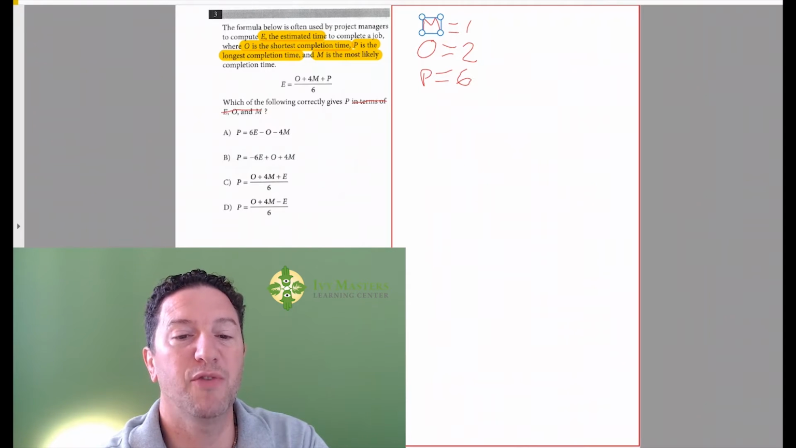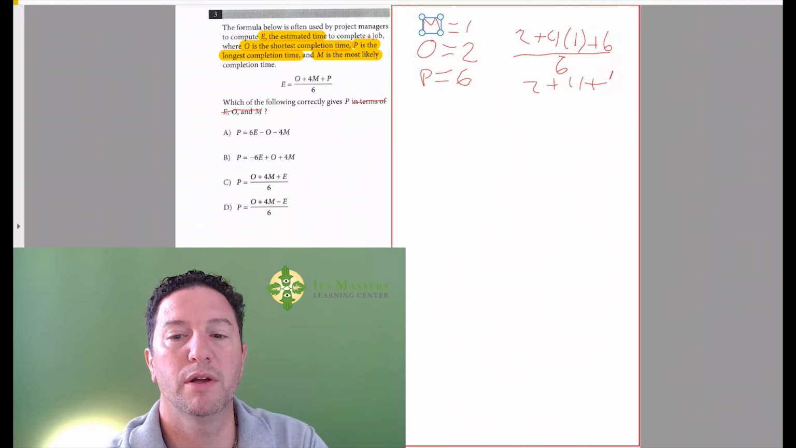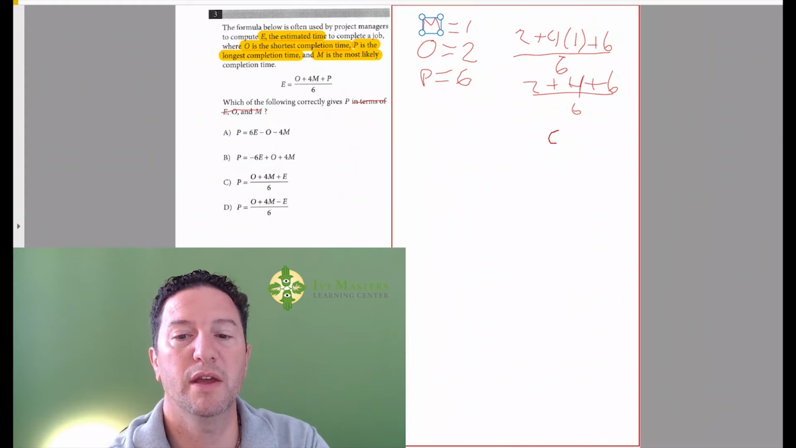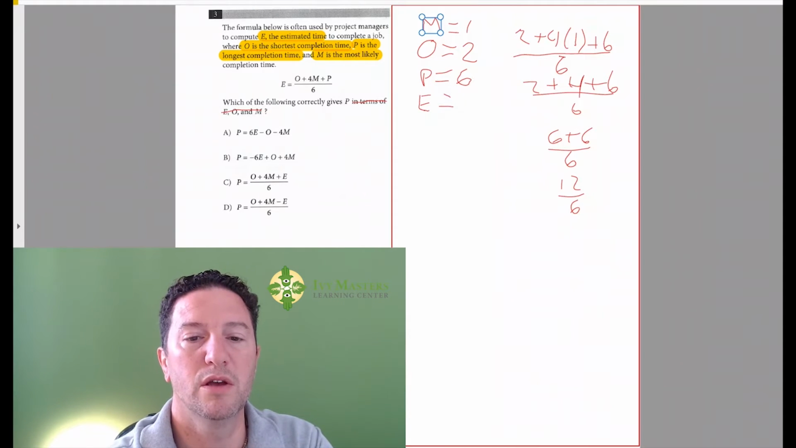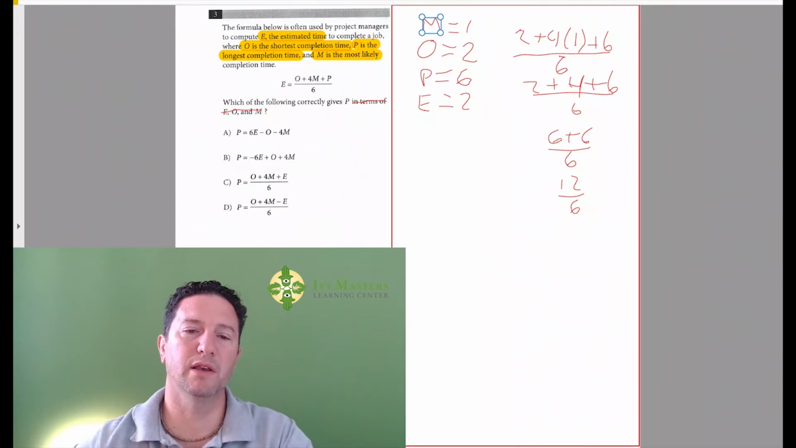In which case, if I plug all those values in, I plug in 2 plus 4, in place of the M I put 1, because that's what I said, times 1 plus 6, I made my P equal 6, over 6. Then I get 2 plus 4 plus 6 over 6. That is 4 over 6. Then I get 6 plus 6 over 6. And I get 12 over 6. And 12 over 6 reduces to 2. So E equals 2.